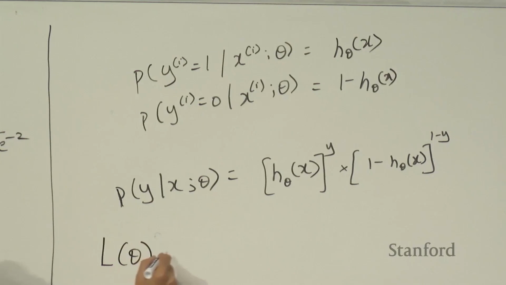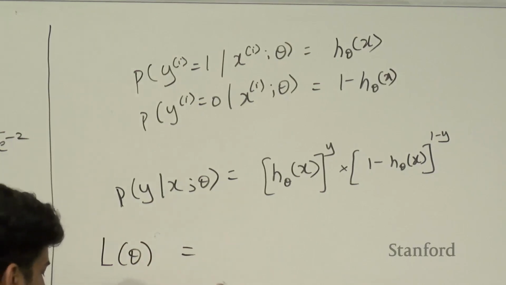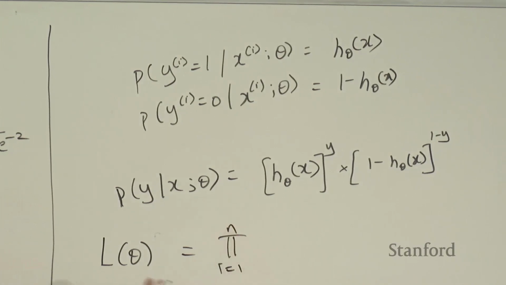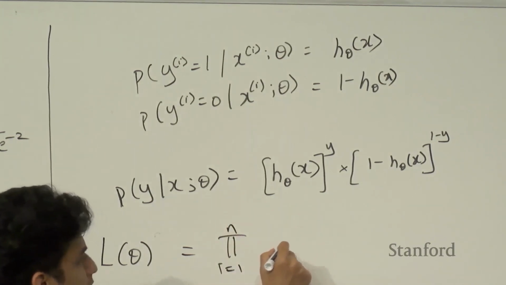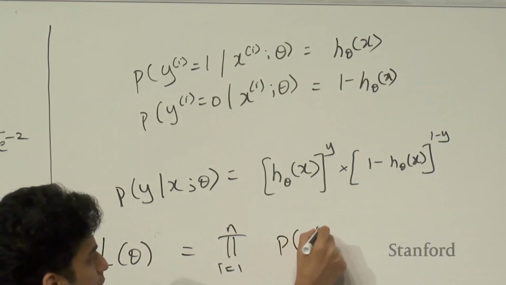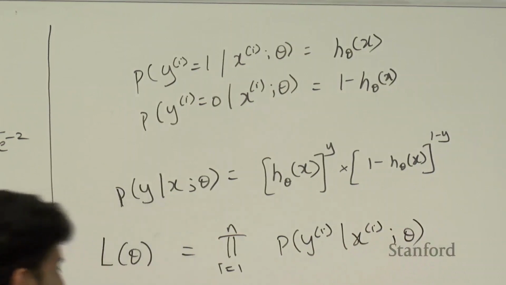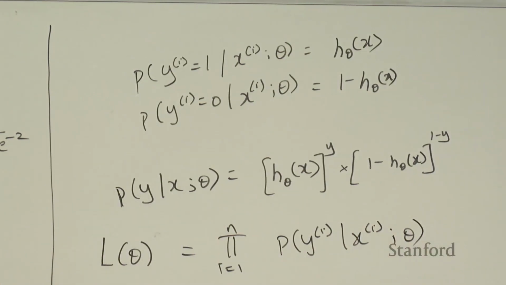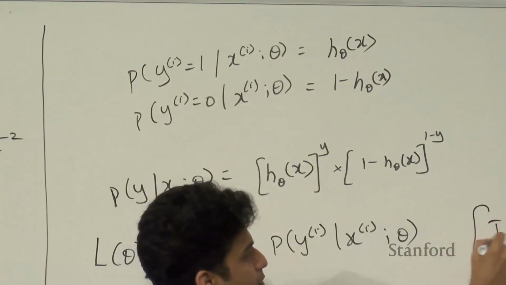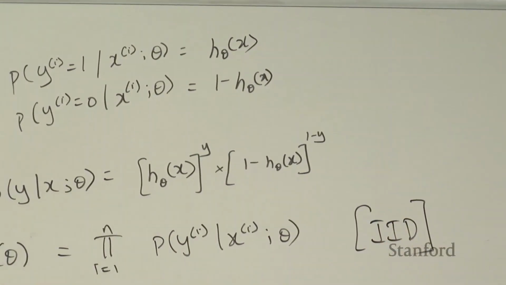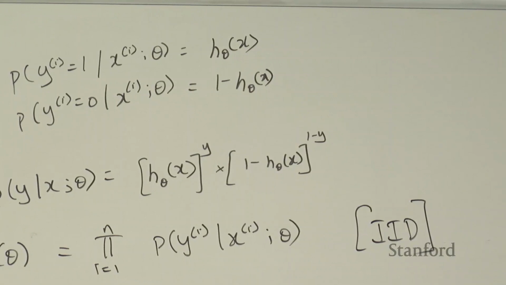So L of theta is going to be the product from i equals 1 to n of p of y_i given x_i, parameterized by theta, right? And we're able to break down our full data set into a product of individual examples because of the IID assumption. Right? What do we do next?